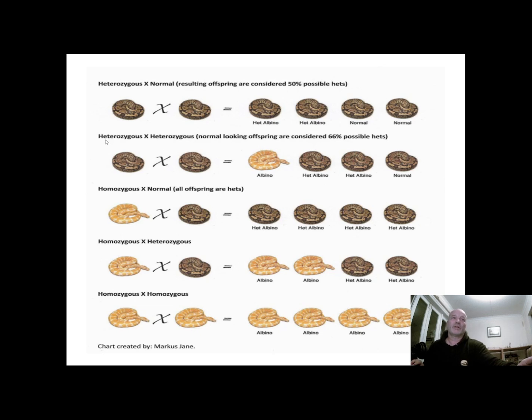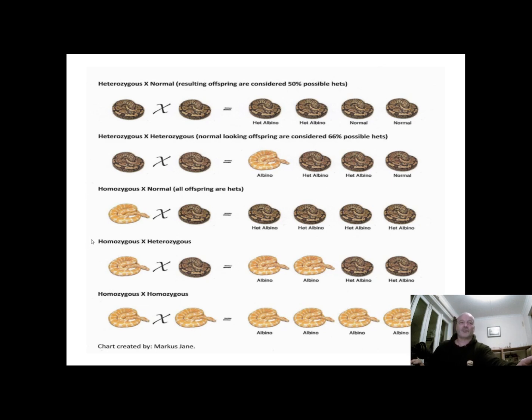We go further down and we pair a het to a het. All the hets in this are referring to 100% hets. If we put a het to a het, you should get what's known as 66% possible hets. So your outcomes in a 4-egg clutch are 1 visual, 2 hets and 1 normal. Again, this isn't always the case. You might get 2 visuals, 3 visuals, or 4 visuals, you might get all hets and you might get all normals.